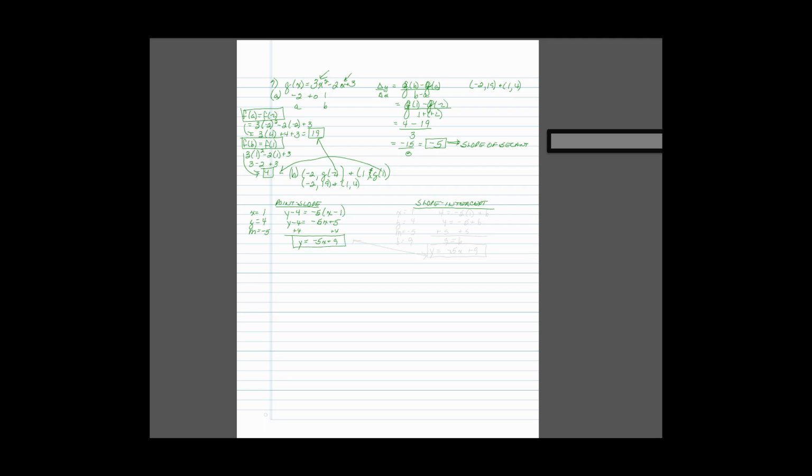Let's do it the slope-intercept way. Here, I need an x and a y and an m and a b. The m is negative 5. I'm going to use the same x and y, the point 1, 4, and I would say y equals m x plus b. 4 equals negative 5 plus b. Add a 5 to both sides, and I get b equals 9. Therefore, y equals m that I found, x plus b. We get the same thing as we did using point slope.